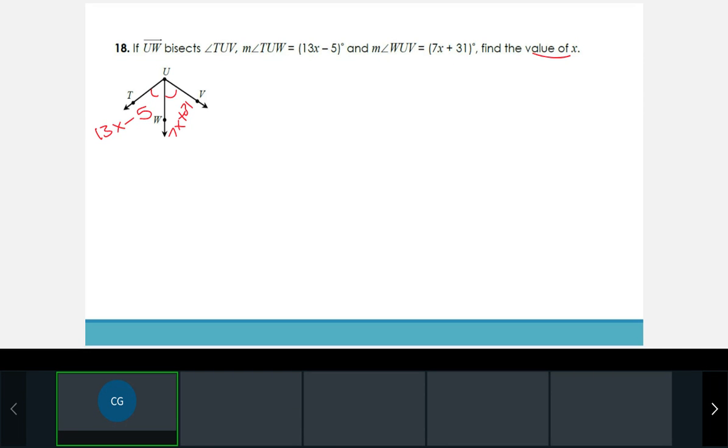Okay, well, if these two angles are the same, that means these two expressions are equal. Man, that felt too easy. All we have to do now is solve for x. Subtract 7x on both sides. Add 5 to both sides. Divide by 6.